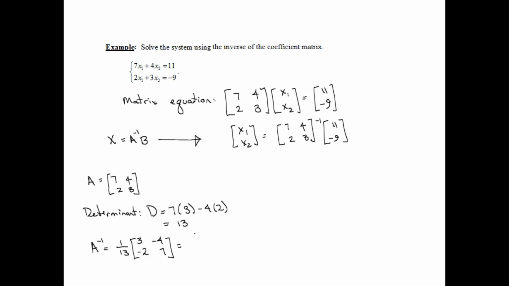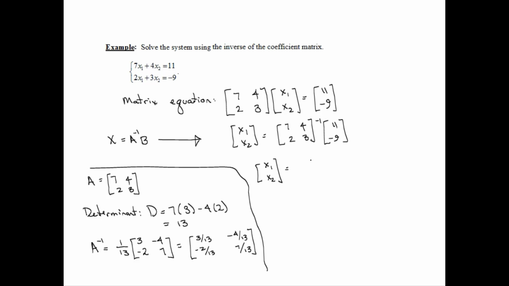So this gives me an inverse matrix of 3/13, -4/13, -2/13, 7/13. That's our inverse matrix. And so now we can go back to our matrix equation. It's going to be equal to, I'm just replacing this by the A inverse that I've now calculated.